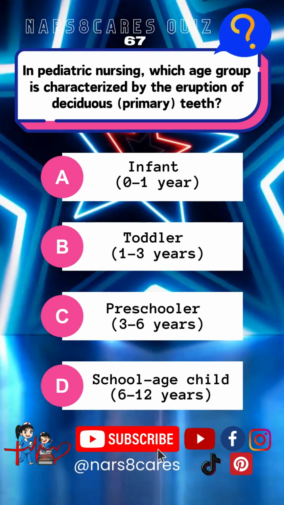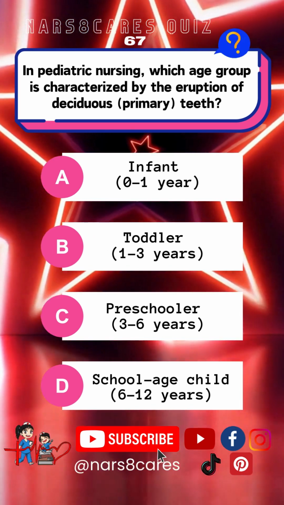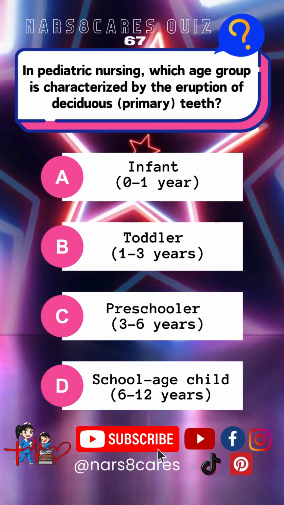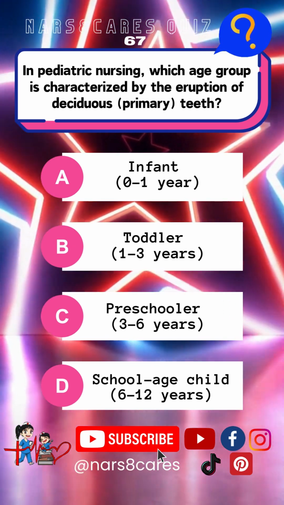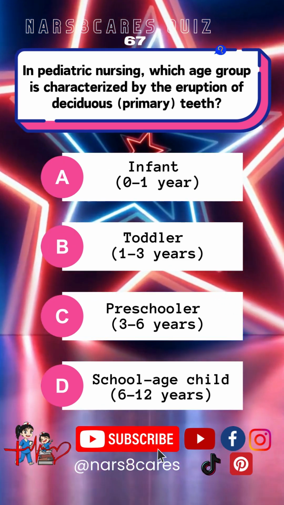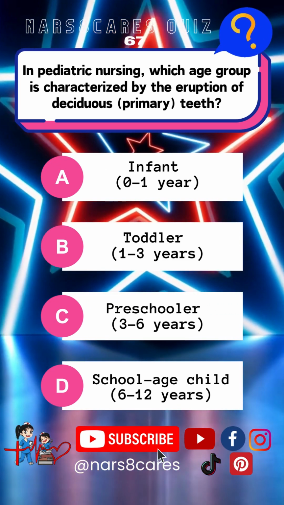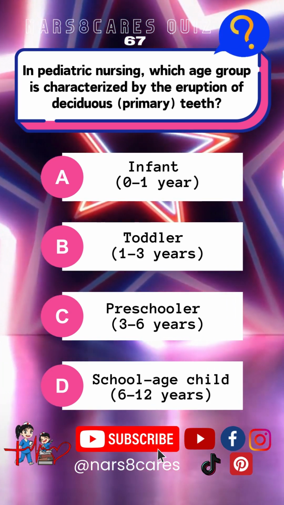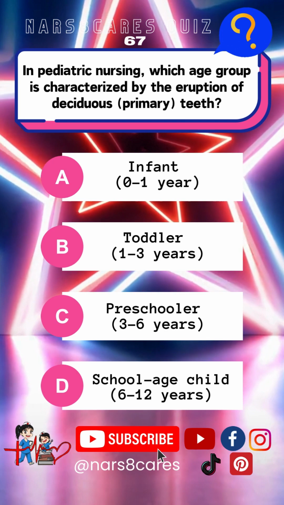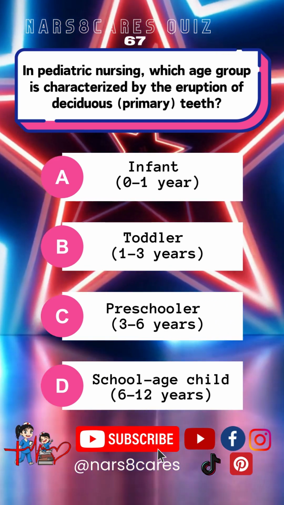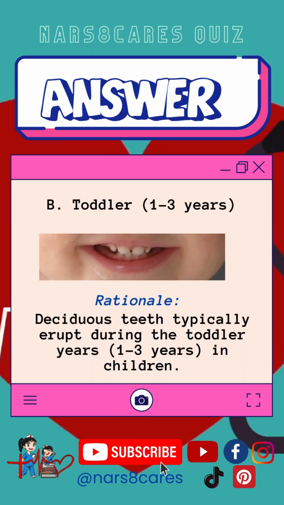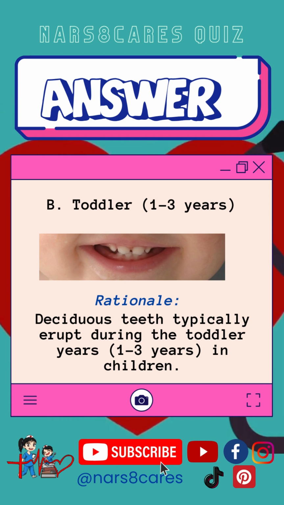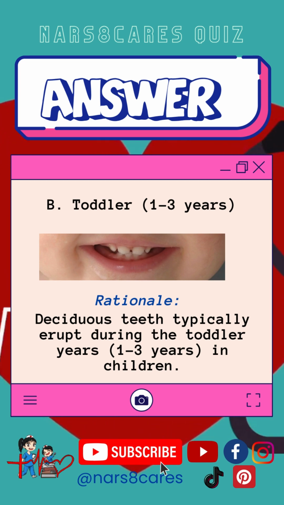67. In pediatric nursing, which age group is characterized by the eruption of deciduous primary teeth? A. Infant 0-1 year. B. Toddler 1-3 years. C. Preschooler 3-6 years. D. School-age child 6-12 years. Answer: B. Toddler 1-3 years. Rationale: deciduous teeth typically erupt during the toddler years, 1-3 years, in children.